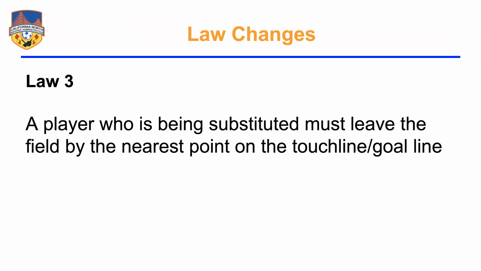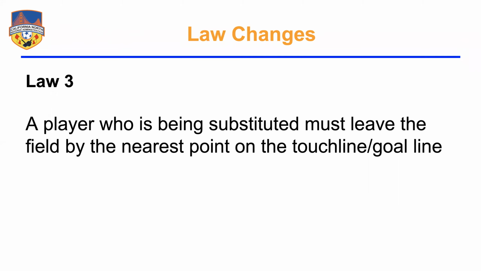Says a player who is being substituted must leave the field by the nearest point on the touchline or goal line. So what that means, for years and years and years, we have required a substitution to take place at midfield, meaning the player who is coming on has to be at midfield to come onto the field, and the player who is leaving the field had to leave at midfield. That is no longer the case, primarily because we don't want to waste time during the game with people going all the way across the field to go off the field.